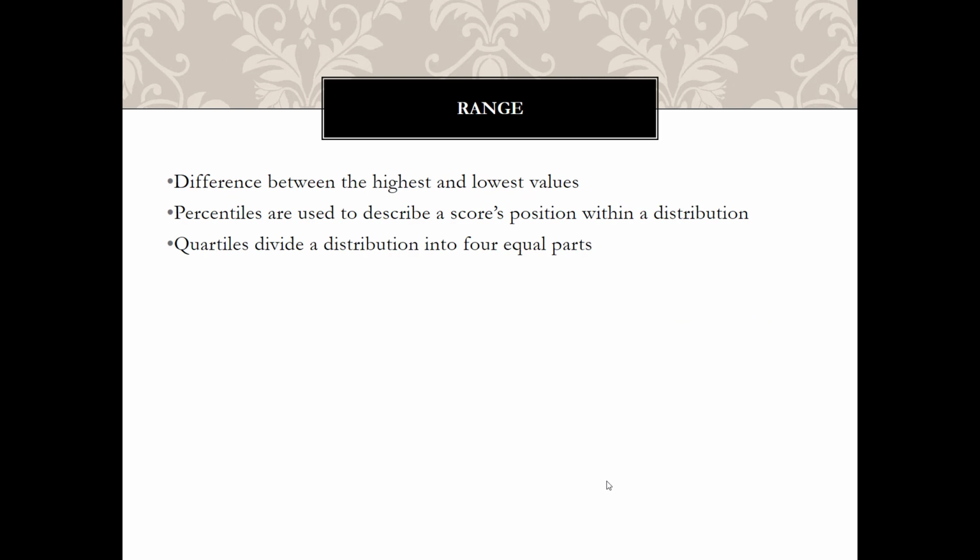So the range is, as we said, the difference between the highest and lowest values. Your range can also be described as a percentile, and it might be used to describe the score's position within a distribution. Quartiles also describe the score in a distribution, but in 4 equal parts.